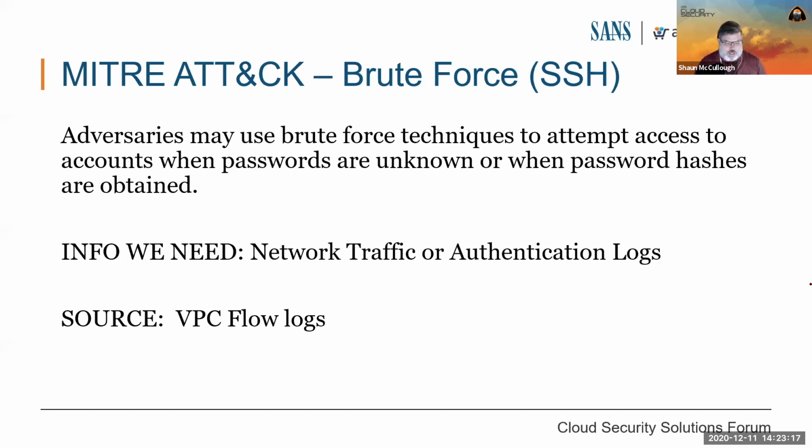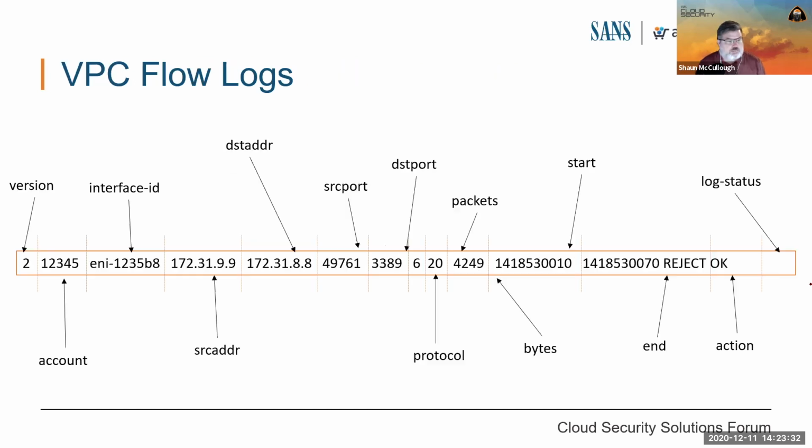And you have some ability to say whether I want all my network interfaces, or maybe I just care about the subnet that's open on the internet, but whatever it is, you can grab these flow logs and it will store it into an S3 bucket, and you can go and analyze it.